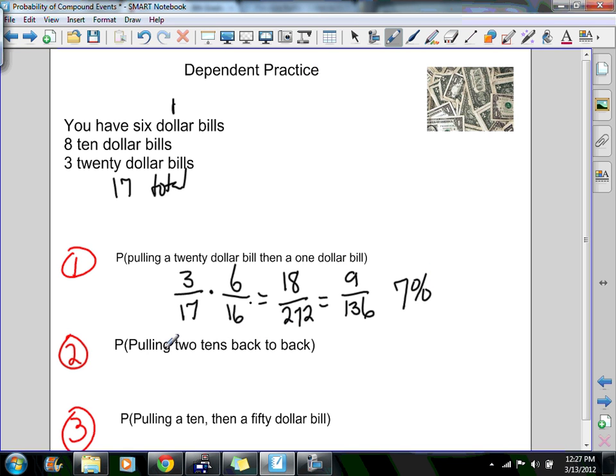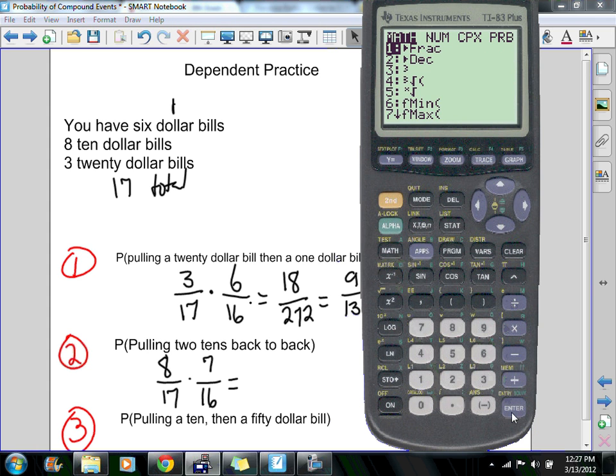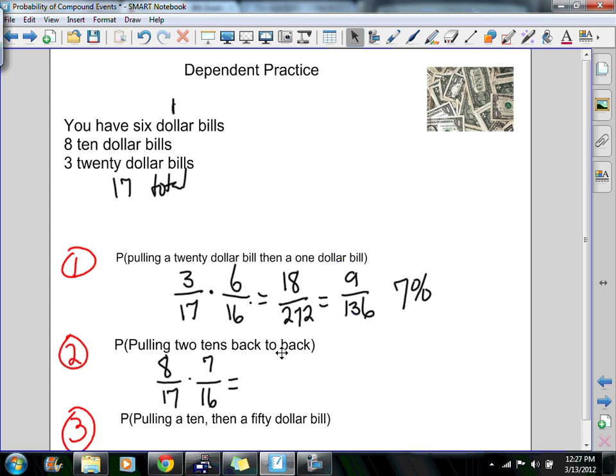Pulling two 10s back to back would have an 8 out of 17 probability on the first, and a 7 out of 16 probability on the second, because I wouldn't leave that 10 back in. So then here I do 8 times 7 is 56. 17 times 16 is 272. 56 divided by 272 ends up being 7 over 34.